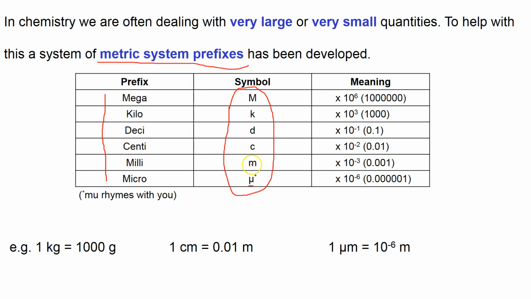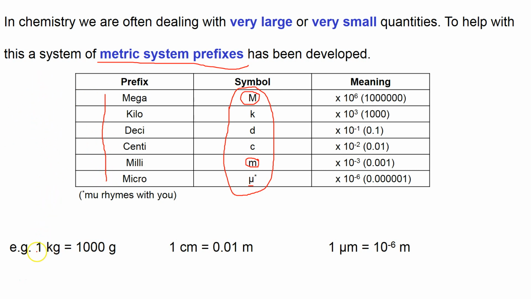So the case is important, particularly with milli and mega. If you get those two confused, you'll be out by a factor of 1 billion, and that's probably going to cause a problem. There are many more of these, but these are the 6 that I would like you to commit to memory, and you can find a table in the book with the others.